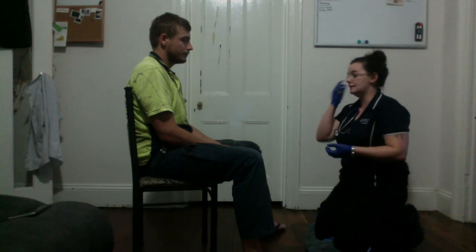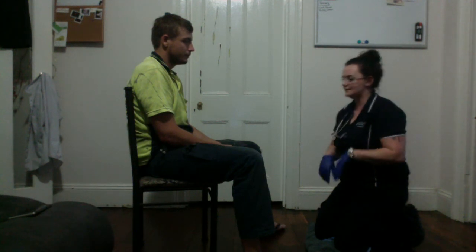I can't see any accessory muscle use as well. While looking at his chest, I will be assessing his work of breathing. So the rate, whether he's tachypneic or bradypneic, the rhythm, whether it's irregular or regular, and the quality, so whether it's deep or shallow, and it does look to be normal at this stage.